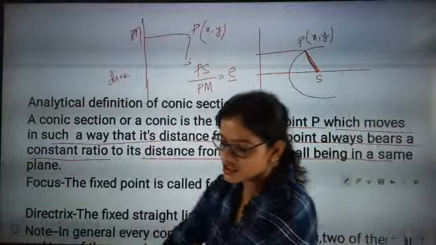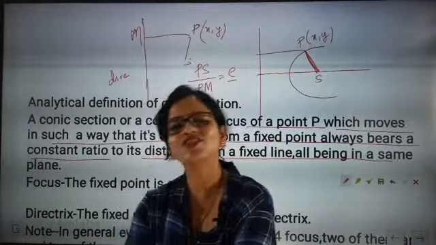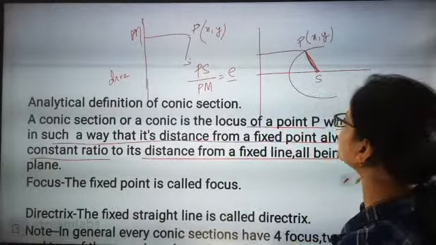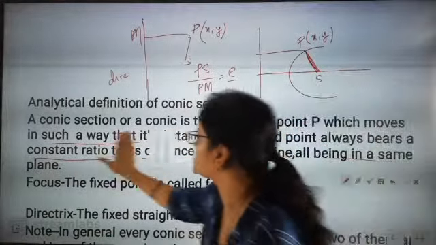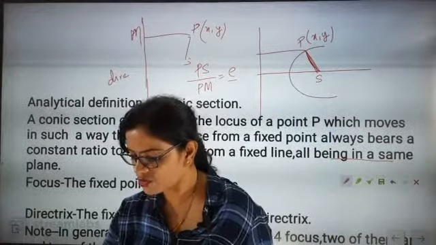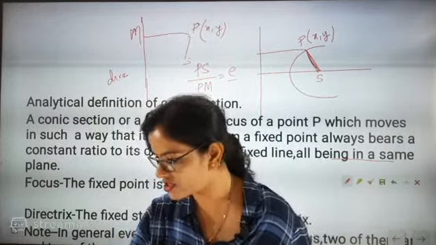Now, did you understand this, the definition? Eccentricity is going to be 1. Super, Saranya. That is exactly talking about eccentricity, and PS by PM is bearing a fixed ratio. For a circle, what will be the eccentricity?